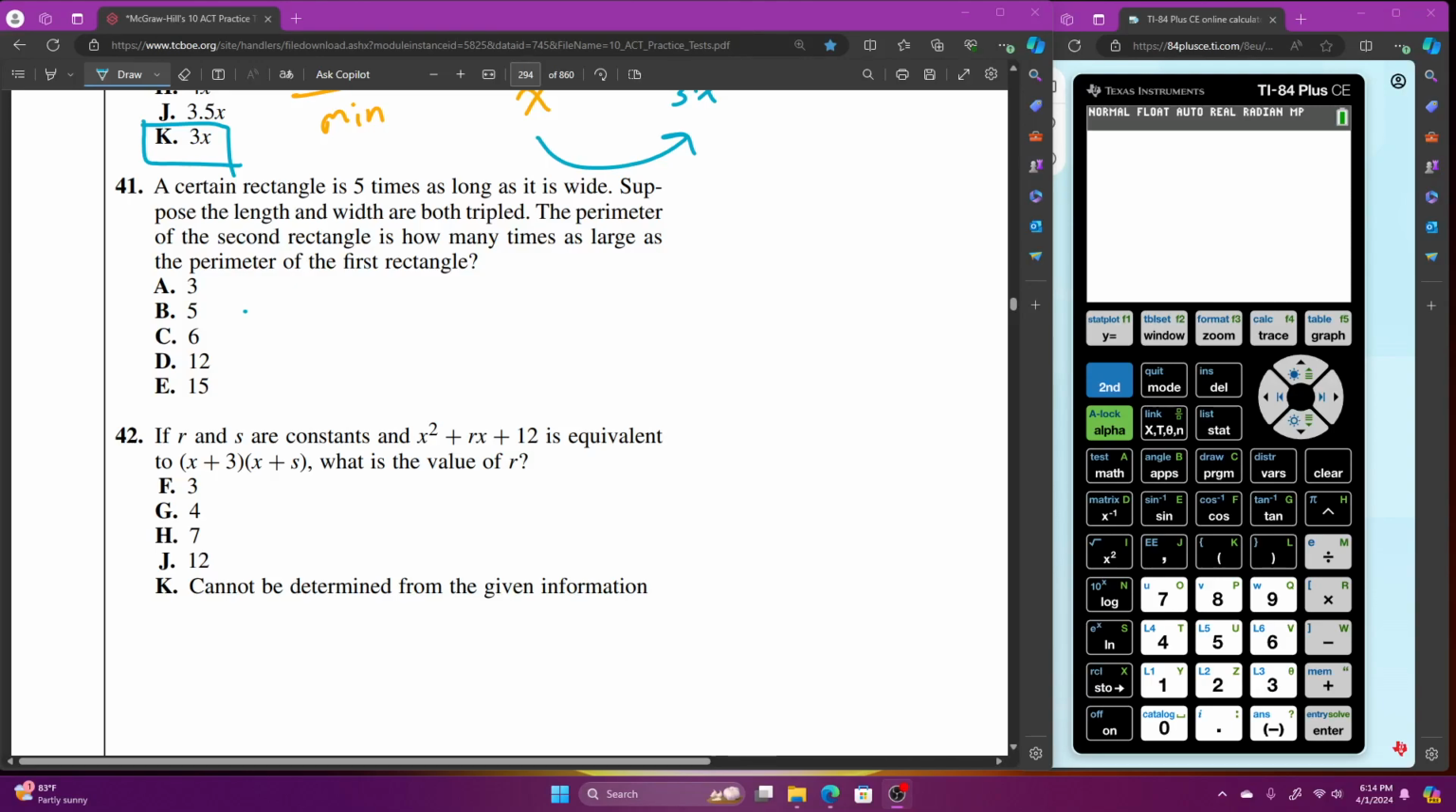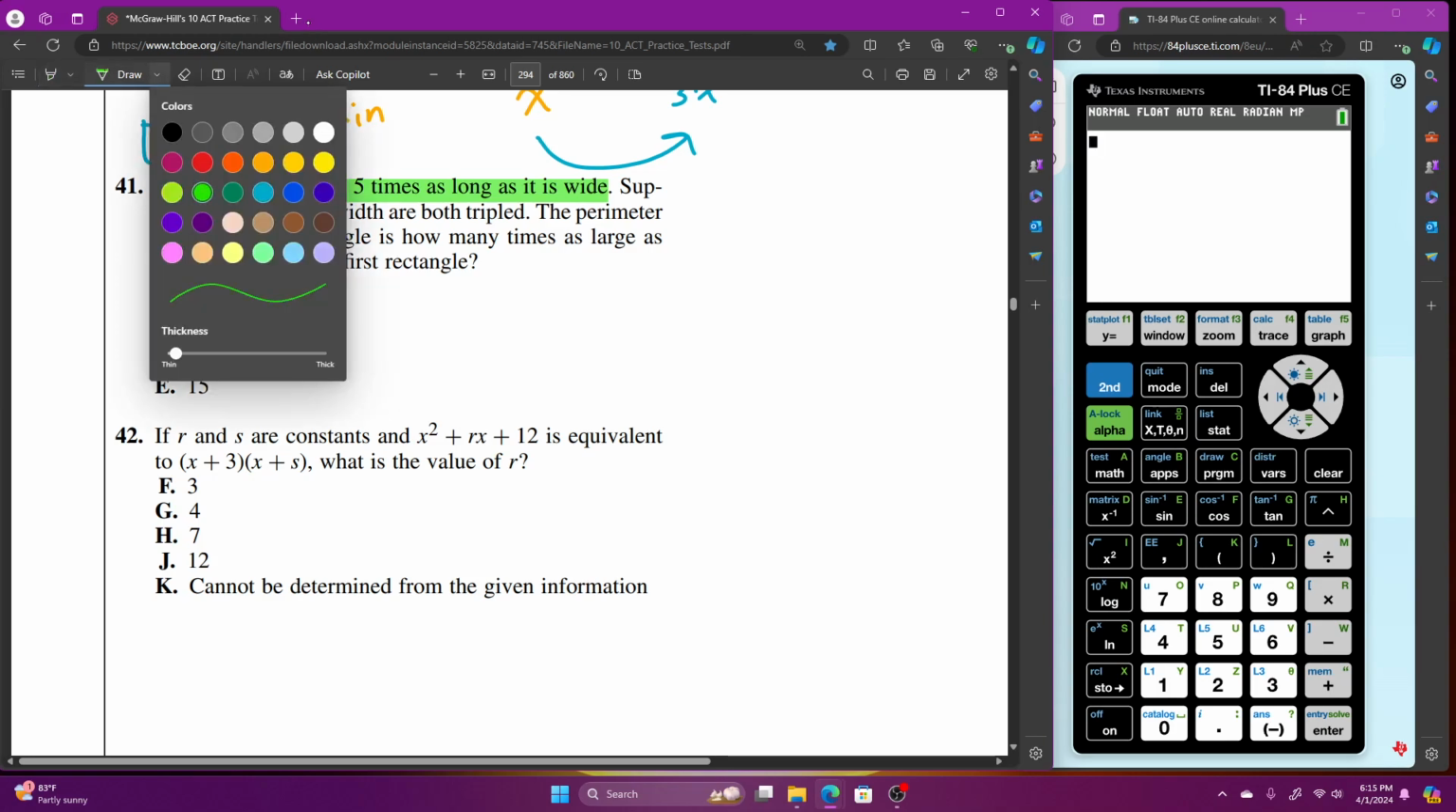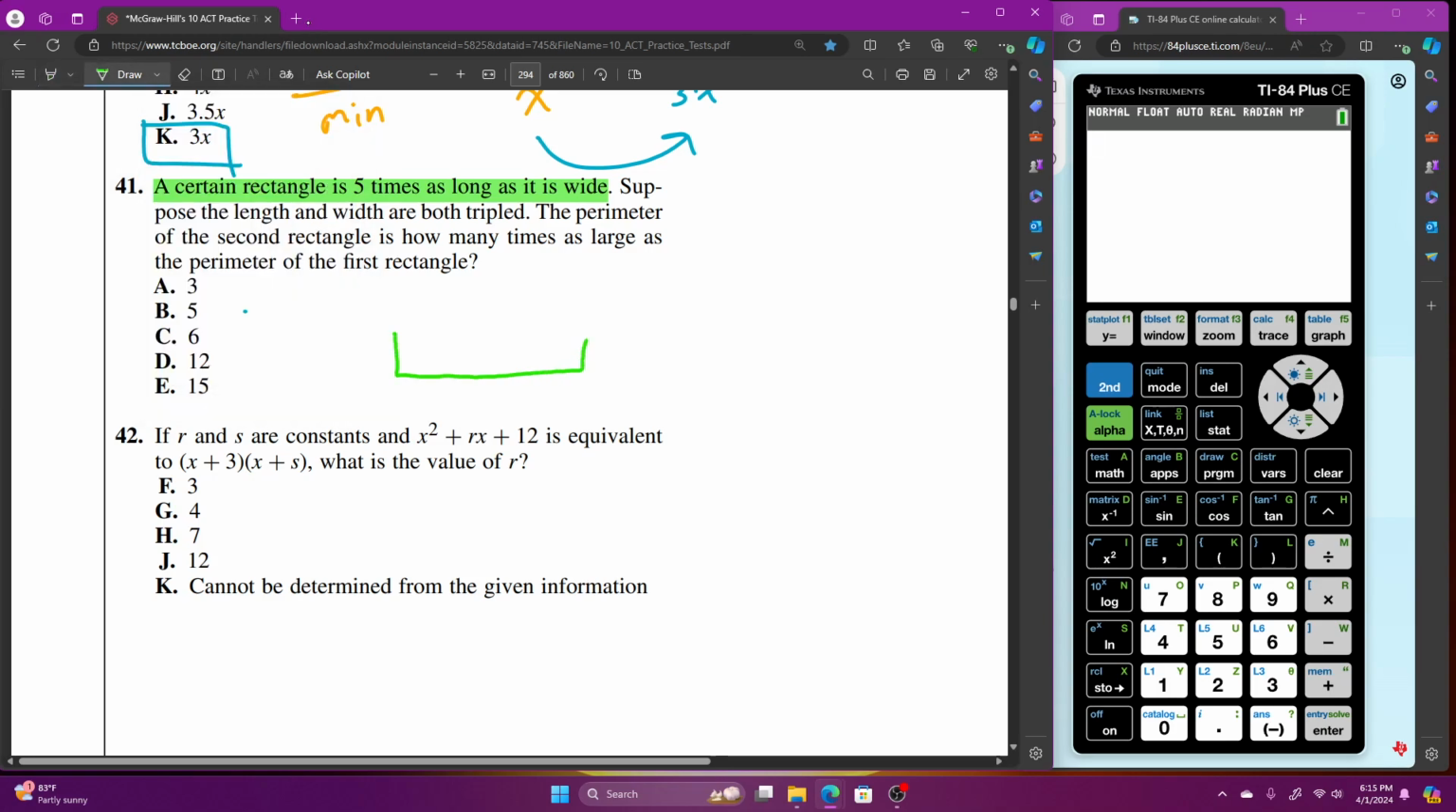We're moving along in our ACT math practice to question number 41, which says a certain rectangle is 5 times as long as it is wide. So here's our rectangle. Let's say its width is 1W, and its length would be 5W.